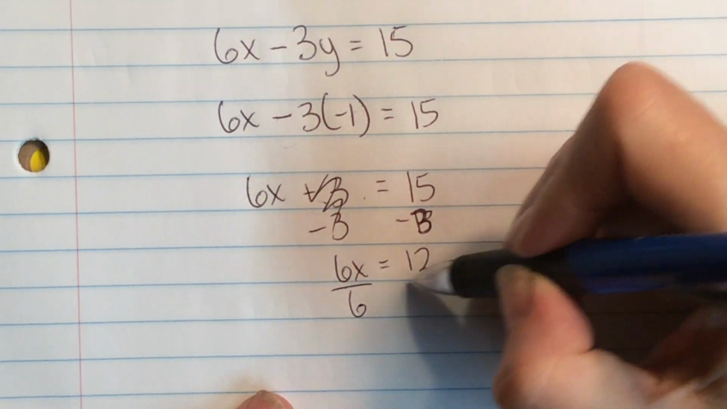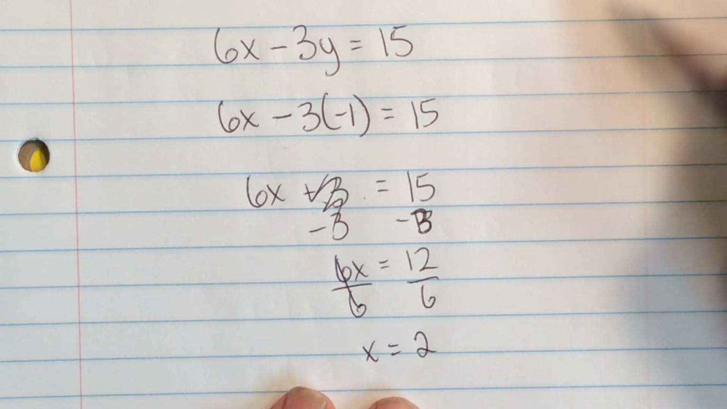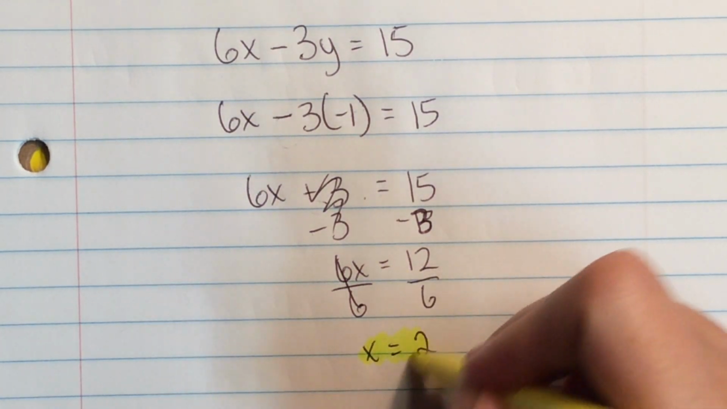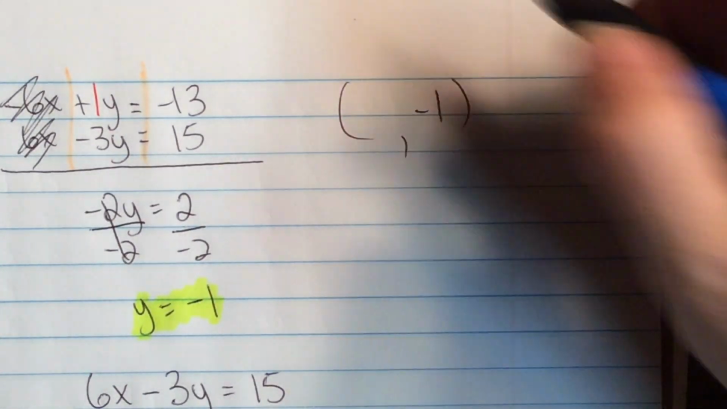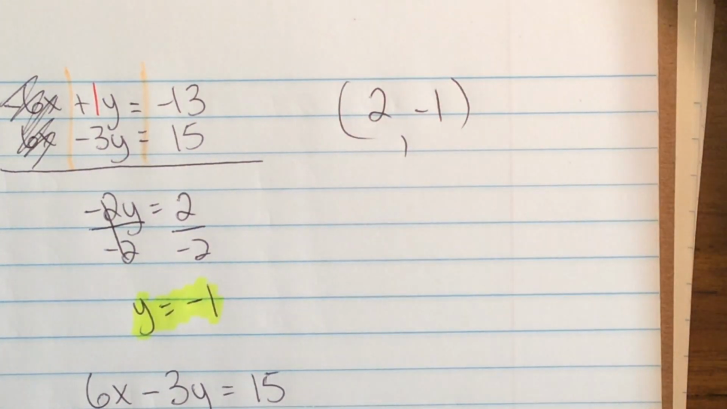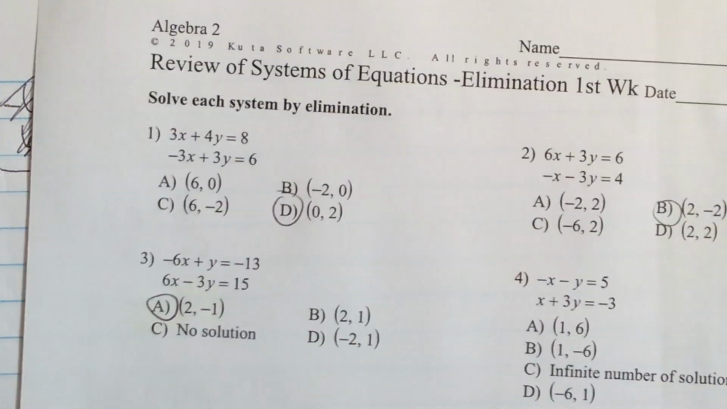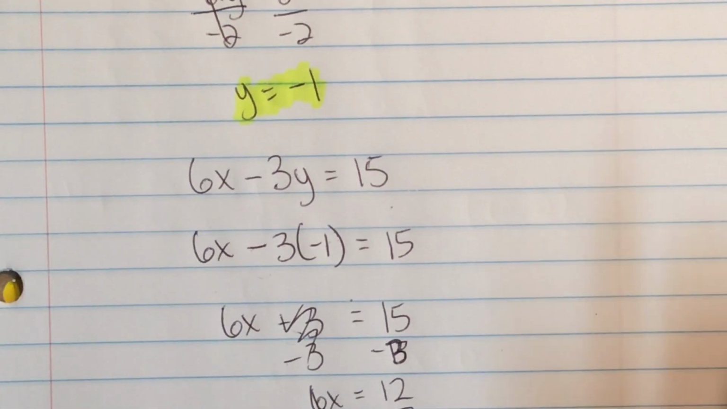Then I divide by 6. And I get that x equals 2. So x equals 2. Y equals -1. So I'm going to come back up, put that in my point. So my point is 2, -1, which is A. Okay.